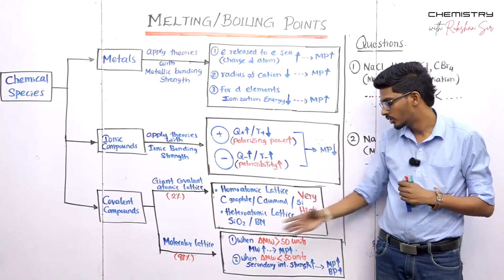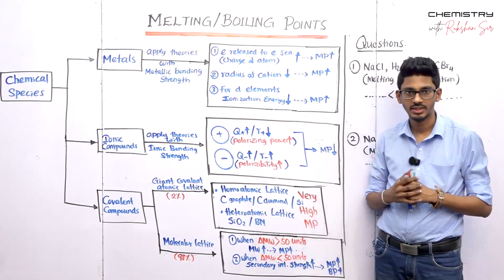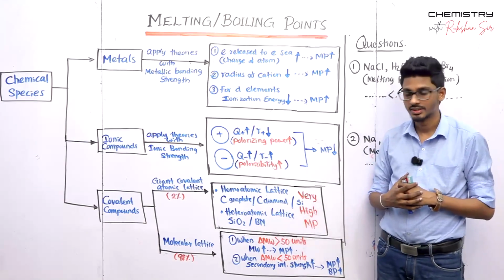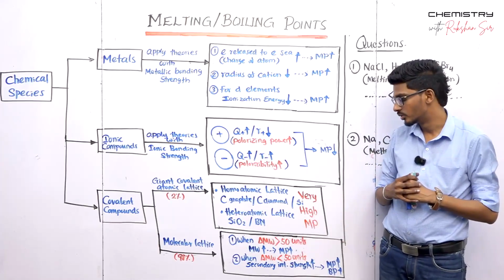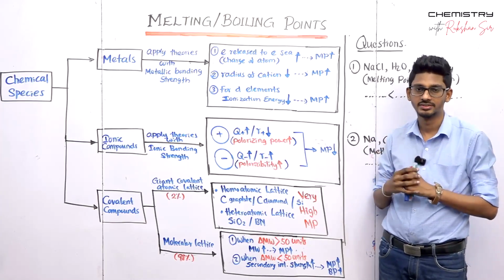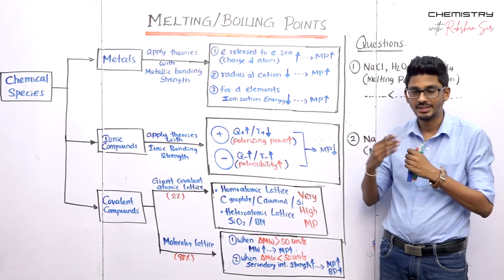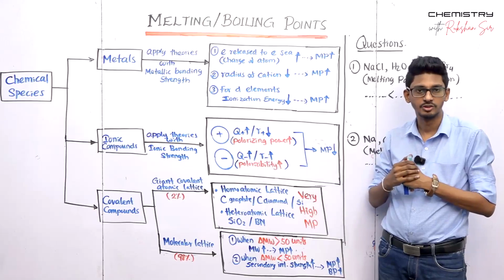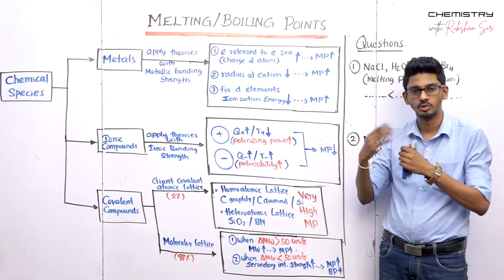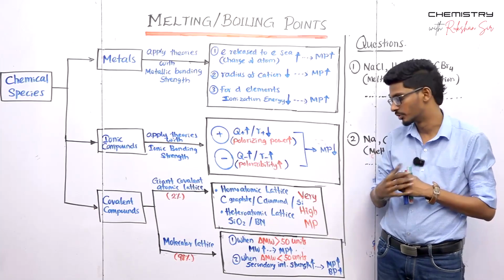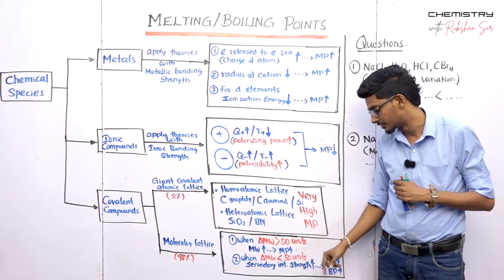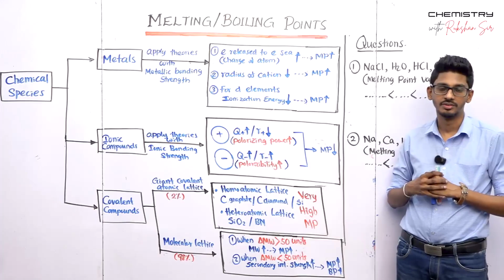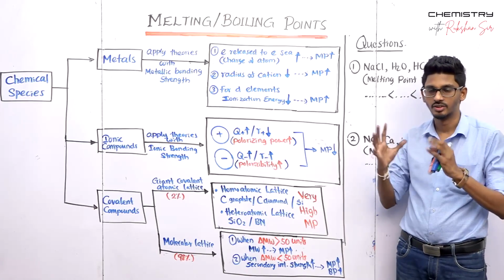When the molecular weight difference is greater than 50 units, the molecular weight matters. When the molecular weight is high, the melting points will be high. If the molecular weight difference is less than 50 units, like H2O and NH3, or H2O and CO2, then the secondary interaction strength matters. Greater secondary strength means higher melting and boiling points. That is the normal idea.